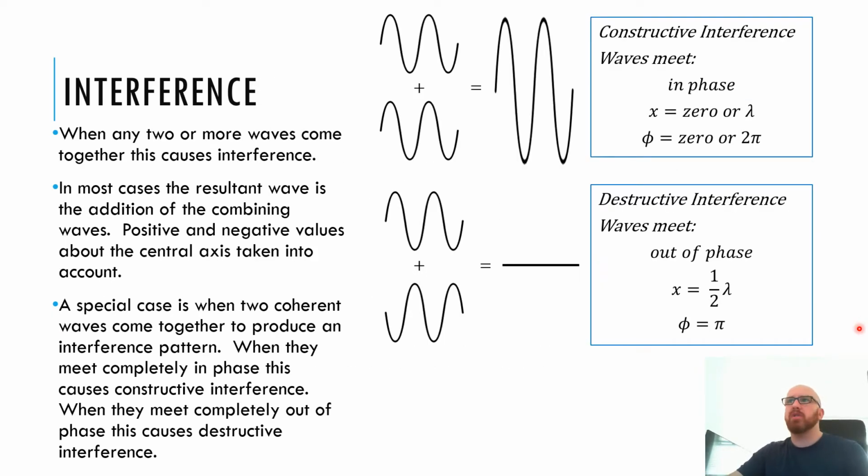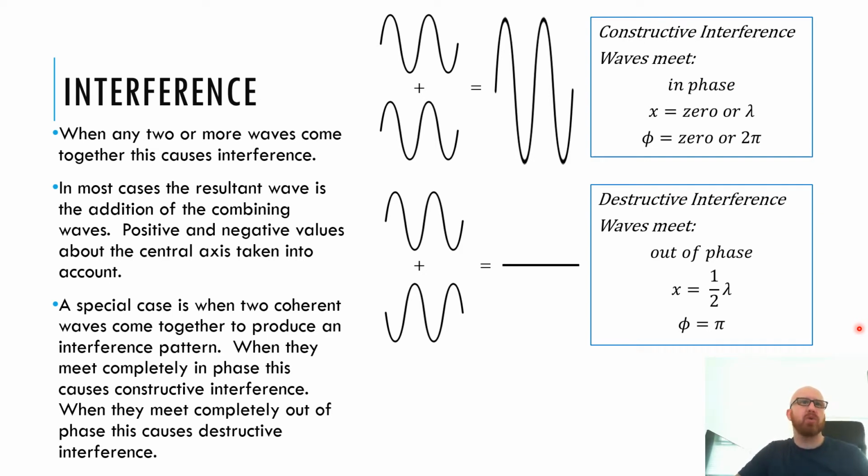Right, interference. This is just a bit of a recap of interference from Higher with extra formulas and extra symbols in here. When any two or more waves come together, this causes interference and interference patterns. So we're going to talk about what we learned at Higher and build on that a little bit. In most cases, the resultant wave is the addition of the combining waves, positive and negative values about the central axis taken into account. So you've got a wave that's positive above the axis and a wave that's negative below the axis. These two values will add together, will combine and give you an overall waveform.